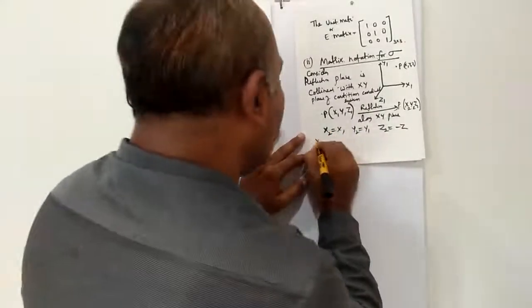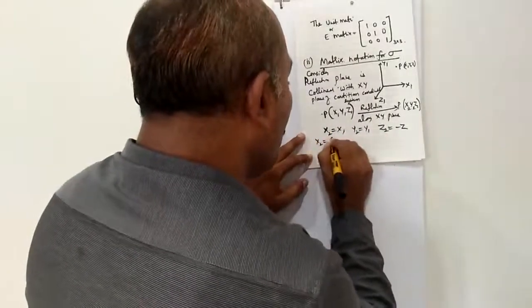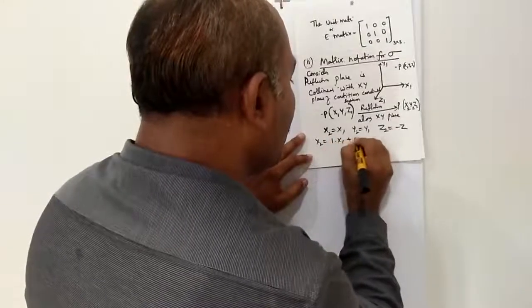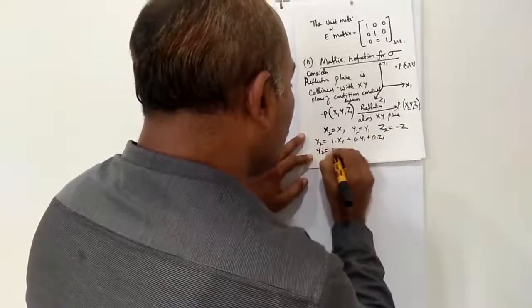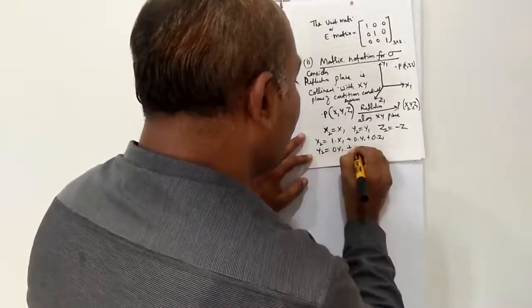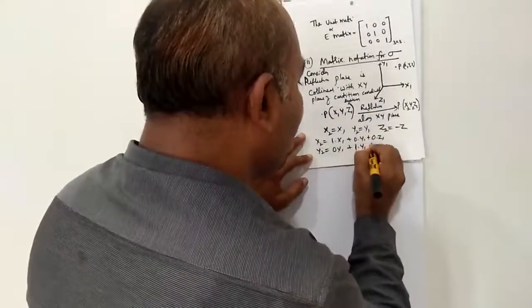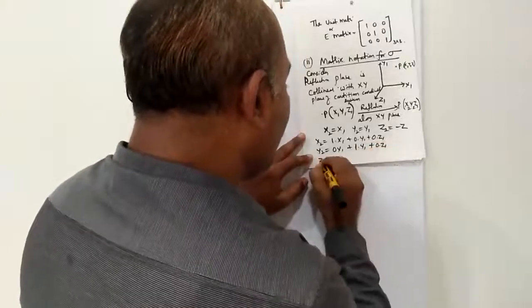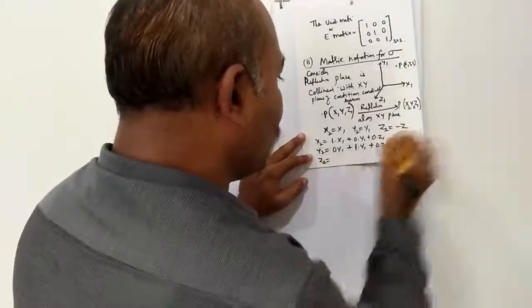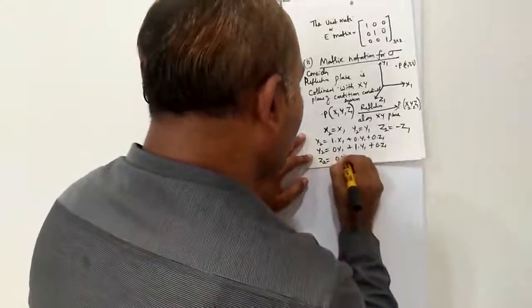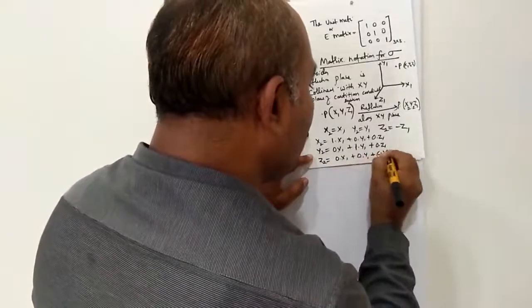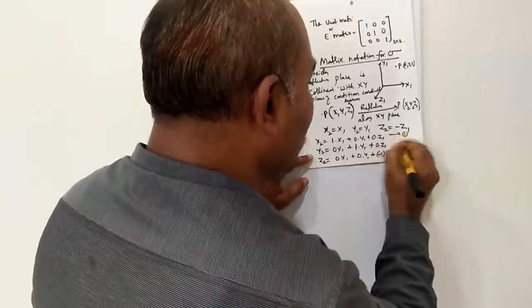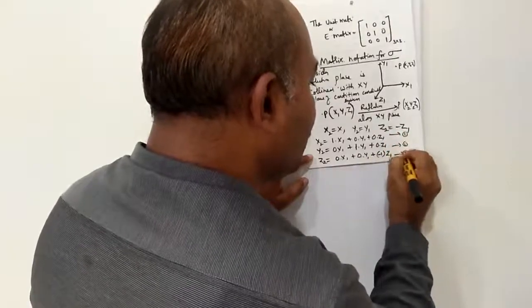How to write? x2 is equal to 1 into x1 plus 0 into y1 plus 0 into z1. Similarly, y2 is equal to 0 into x1 plus 1 into y1 plus 0 into z1. z2 is equal to minus z1, that is 0 into x1 plus 0 into y1 plus minus 1 into z1. These are equation 1, equation 2, equation 3.